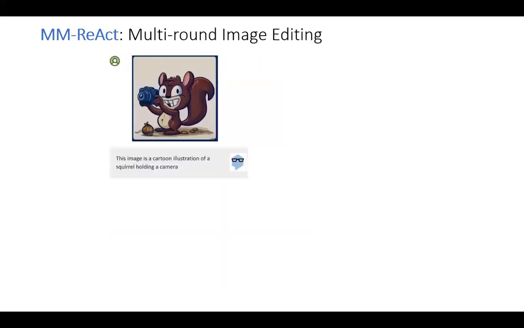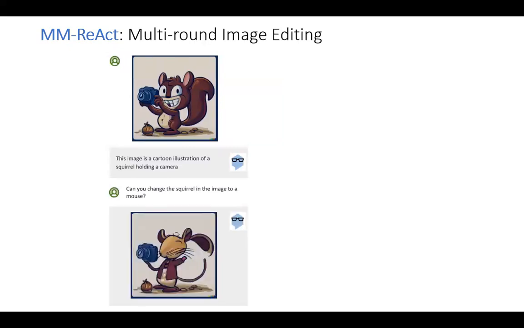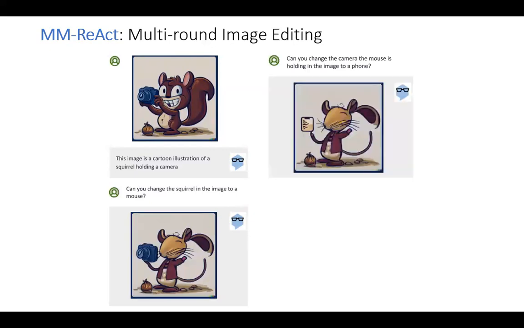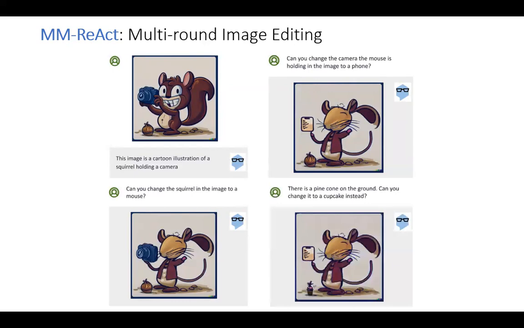And the second scenario is multi-round image editing. When equipped with image editing tools, MM-ReAct can enable dialogue-based image editing. Here we borrow the image of a squirrel holding a camera shown in the GPT-4 demo. We added one object in the image at a time. The edited images show a desired change from the previous input images while keeping the remaining part intact.